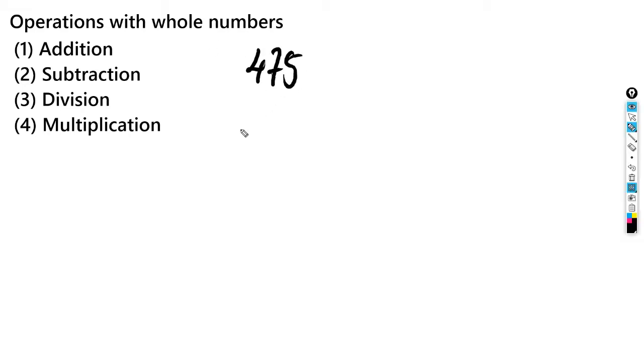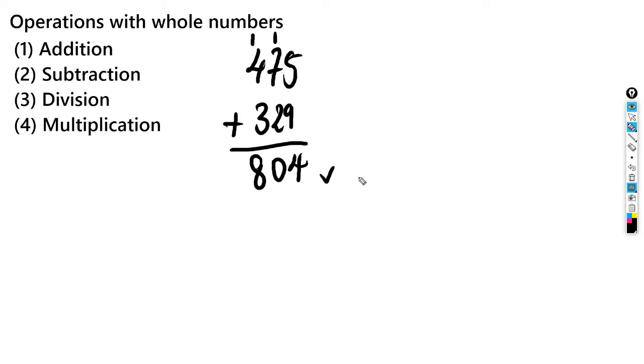475 plus 329. All right, so we usually add like this in base 10. 5 plus 9 is 14, so 4 here and carry the 1. Then 7 plus 2 plus 1 would give us 10, which is 0 here and 1 carried. Then 4 plus 3 plus 1 would give us 8. So it's 804. Cool.